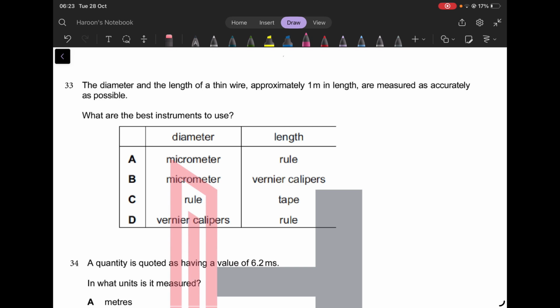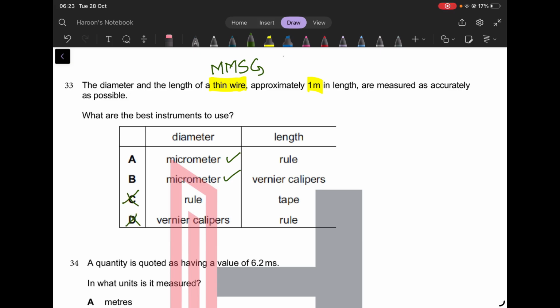The diameter and length of a thin wire, approximately 1 meter in length, are measured as accurately as possible. What are the best instruments? Thin wire. Because this is thin, most likely this should be micrometer screw gauge to measure diameter over here. So either A or B is the correct answer. We can already cancel out C and D.